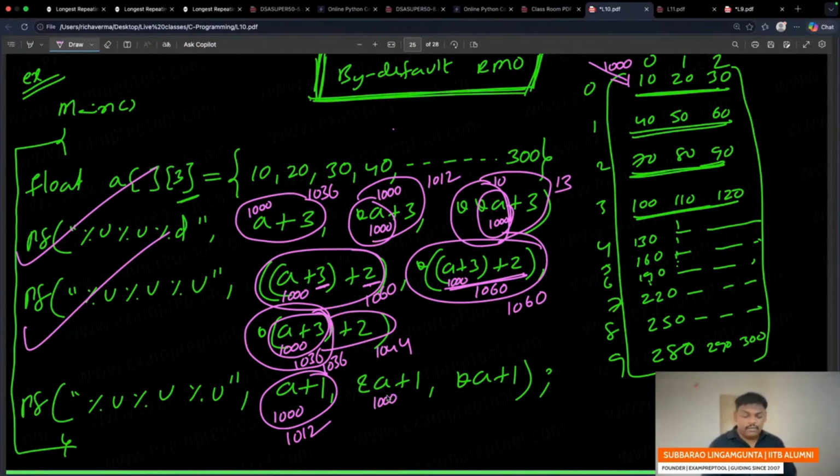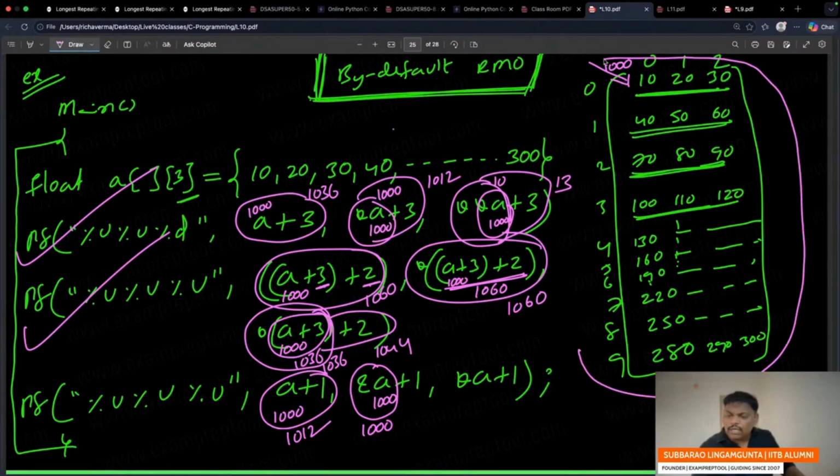A is 1000, ampersand A also 1000. But remember, you went to the root level. A itself is 1000. Ampersand A means root level. This is almost like the whole array base address. A is 1000, ampersand A also 1000. But there should be some meaning.